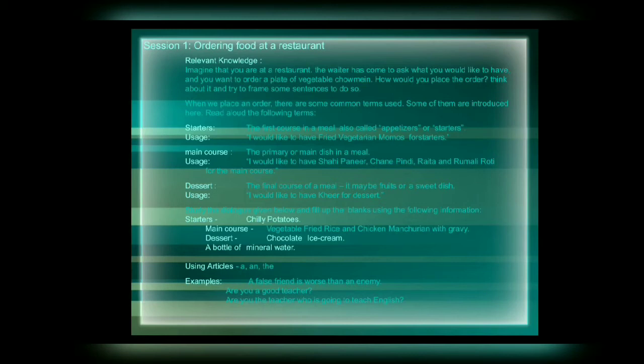So the very first thing we have to see is that when we go to a restaurant, some particular terms are there which we are supposed to know. The very first term is starters. Starters are the very first meal. We can also say appetizers, which we order. So if we need to order starters in a restaurant, we can say to the waiter, I would like to have fried vegetarian momos for starters, if we require momos.